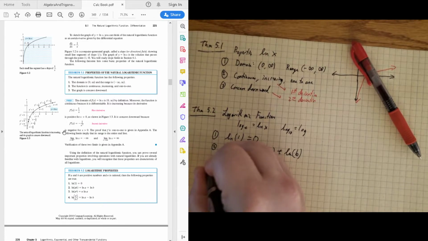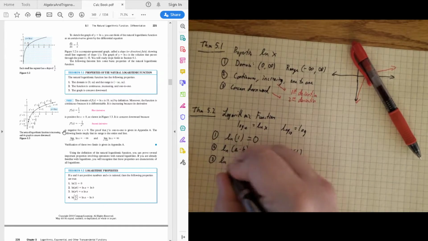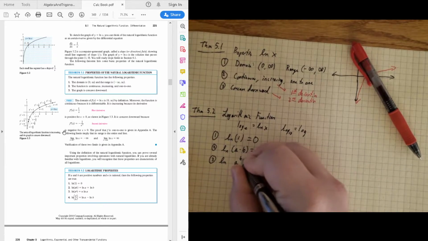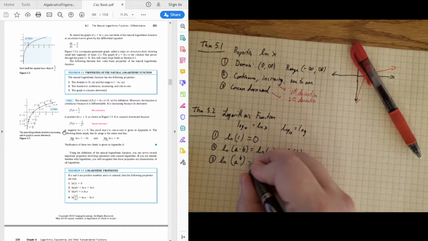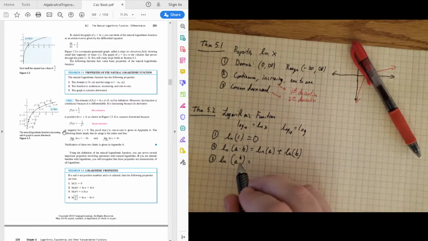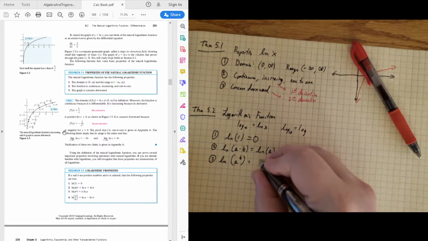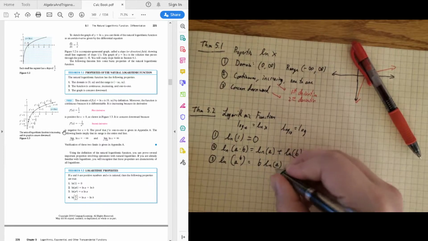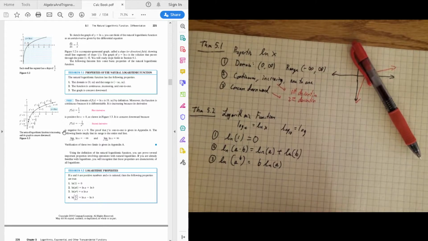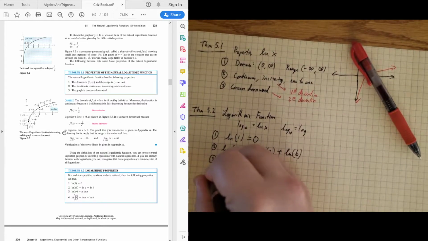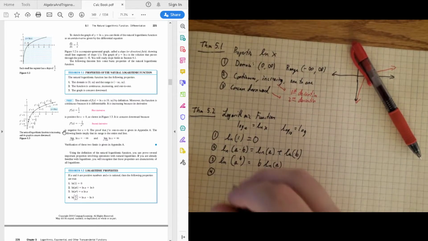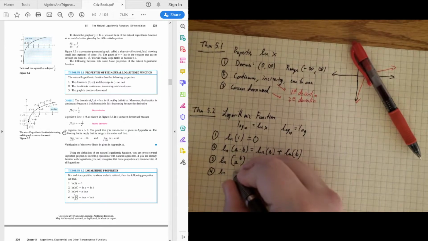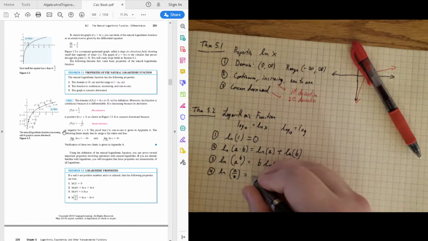Number 3, powers. If you have inside the logarithmic function a to the b power, this becomes b natural log of a. So the power essentially moves out to the front. And then finally, number 4, division becomes subtraction.